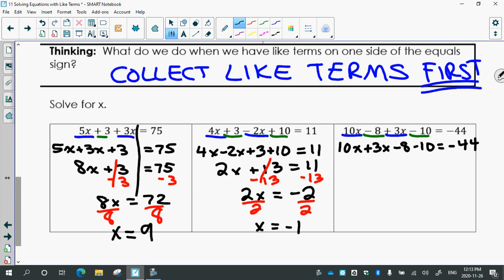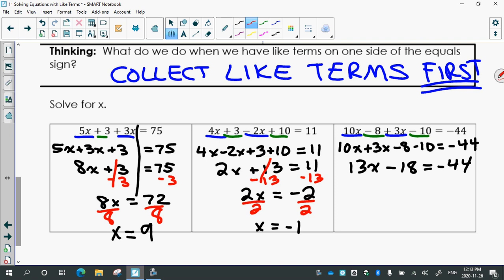Okay, after you collected like terms, what should you get before you start solving? What should your equation be? What should the next step look like here? 13x minus 18, perfect, equals negative 44. Awesome. Okay? So 10x and 3x is 13x. Careful with your calculator. Negative 8 minus 10 is negative 18. Awesome. Okay? Now it turns into this morning's question.